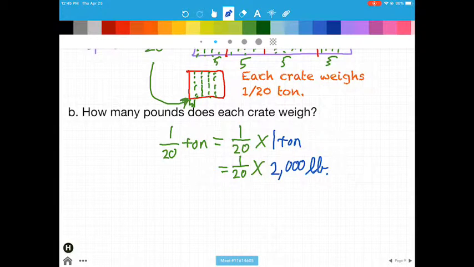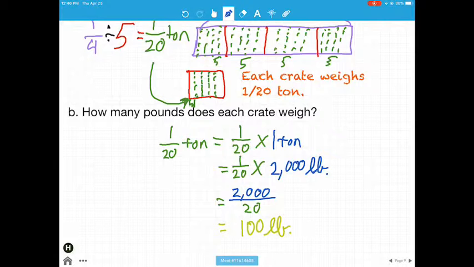Now when we multiply this, we get 2,000 over 20. And that's a division problem, boys and girls. Okay, hopefully you see that that's a division problem. And our answer will be 100 pounds. How did I get 100 pounds? I got 100 pounds because I know that 2,000 divided by 20 is 100 pounds. Yeah, but how did you get it? All right, so let's figure it out.